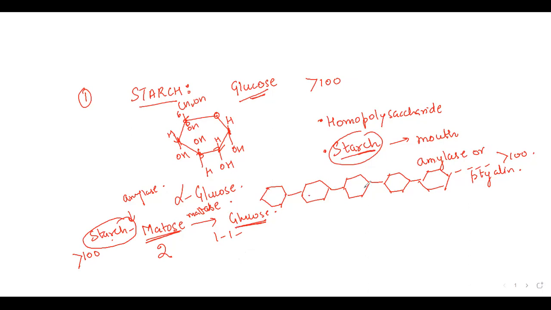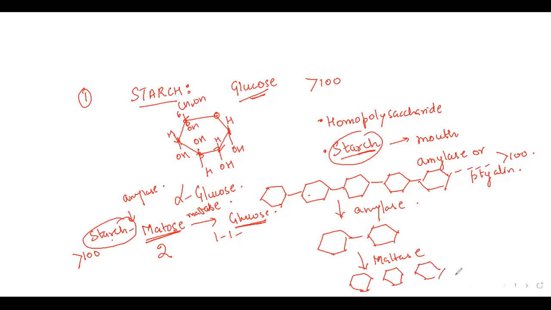So this is the structure of starch chain. When amylase or ptyalin acts upon the starch chain, it will break it down into maltose, which is made up of two subunits of glucose. Further on, maltase will act, which will break it down into single units of glucose. This is a single unit of glucose.